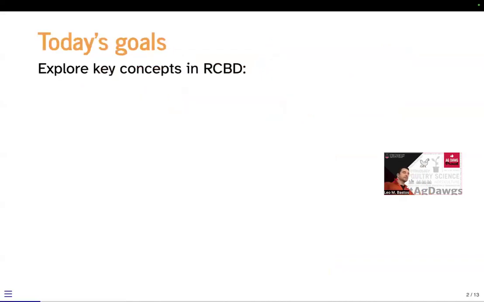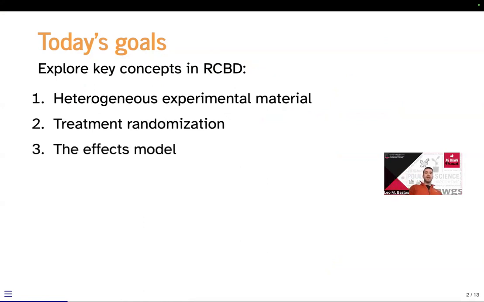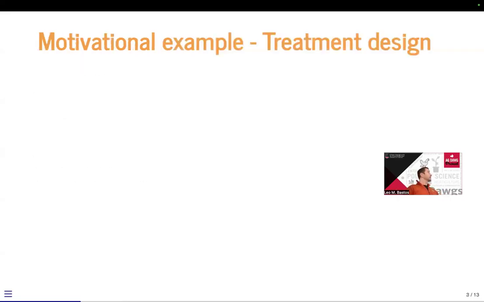All right, so today's goals are to explore key concepts in randomized complete block design. So we're going to revisit again this concept of heterogeneous experimental material. That's the driver of you needing to use this design. We're going to talk about treatment randomization, the effects model. So we're going to look into how the model looks and how that model translates into an ANOVA table. And that's going to be it.